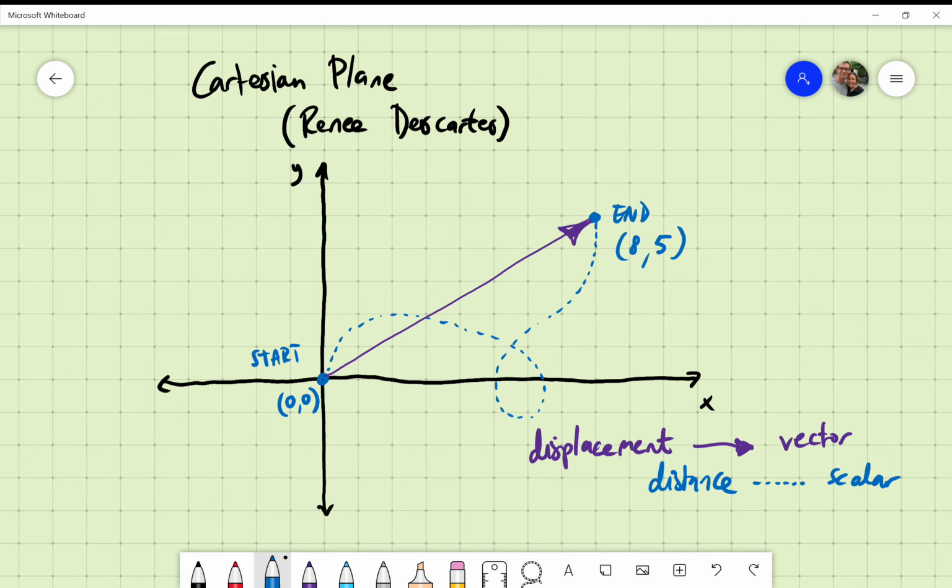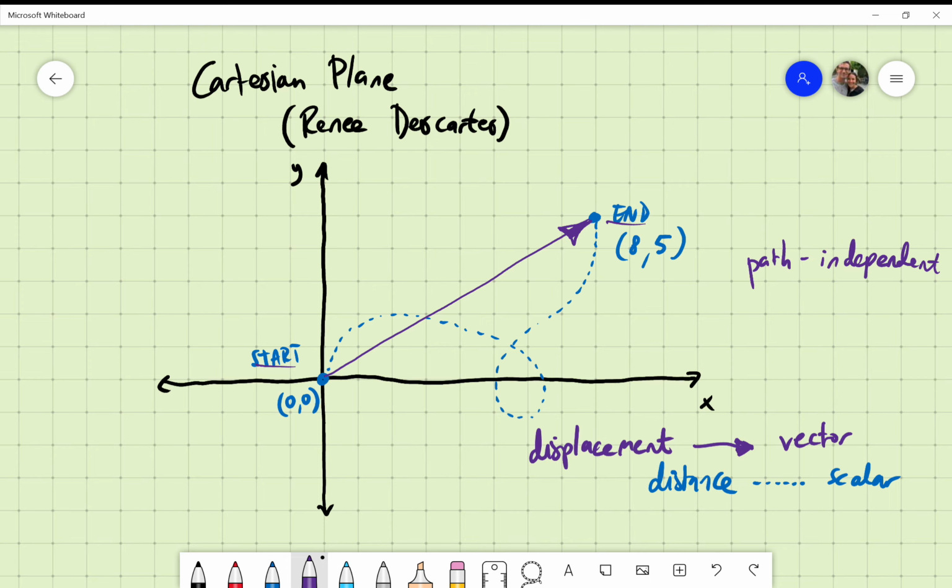The displacement vector only cares about the start and the end. It doesn't care about the path. Displacement is what we call path independent. Fancy word for you. If you don't know what that means, that's too much, don't worry about it. Just trying to give you some extra bits.